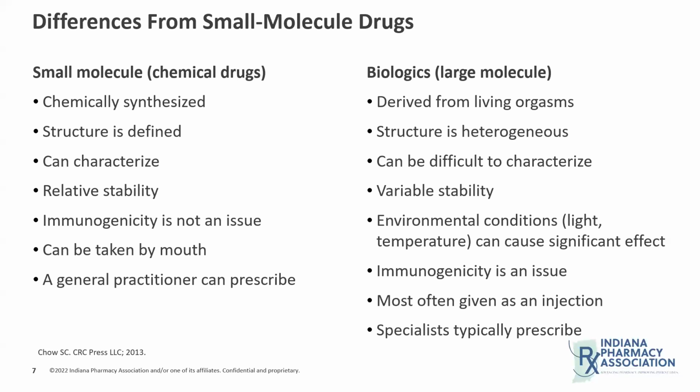And then immunogenicity, that's the possibility of having an immune reaction occurring, as they are from living organisms. That's a possibility that could happen. So a lot of these factors need to be taken into account by a specialist, which can make the prescribing complicated at times. But we'll keep going and keep dissecting biologics.